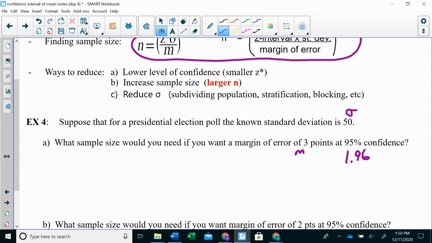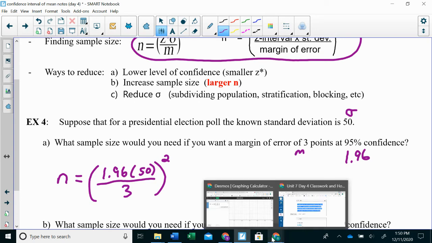So if I just simply plug these into our formula, we'll see that this process looks weird, but it's pretty straightforward. So our sample size N equals our Z interval 1.96, since it's 95% confident, times the standard deviation of 50, divided by the margin of error that we want, 3 points, so divided by the margin of error 3, and then simply square that. So I think we have the luxury in Desmos to type that in just like it looks, being careful with parentheses. So let's see if we can do that.